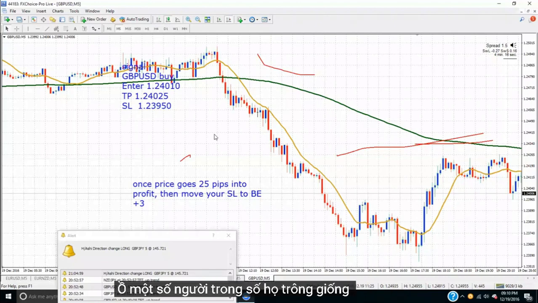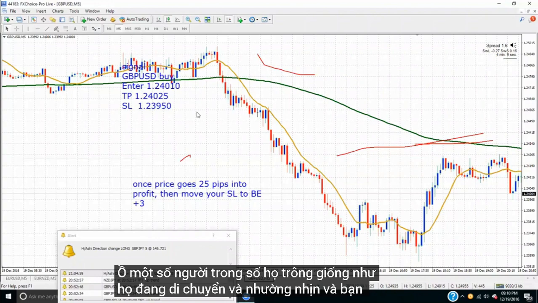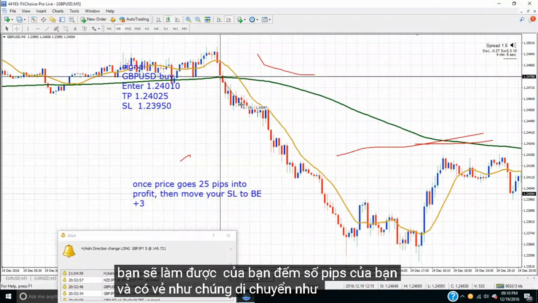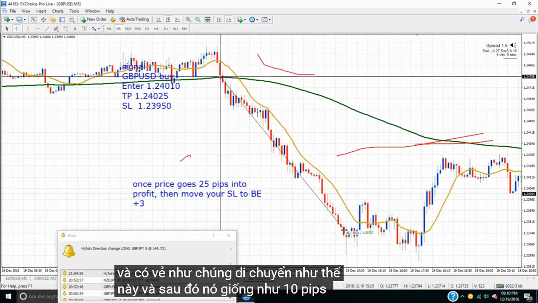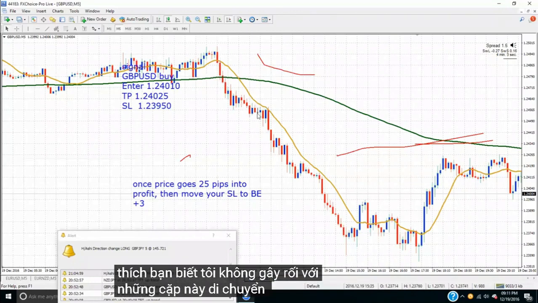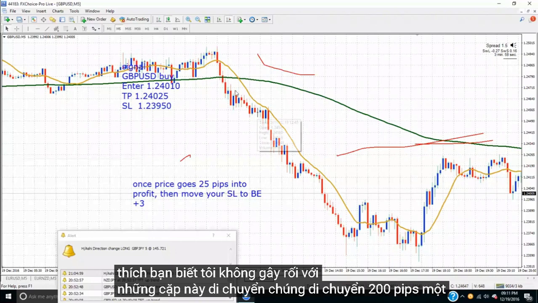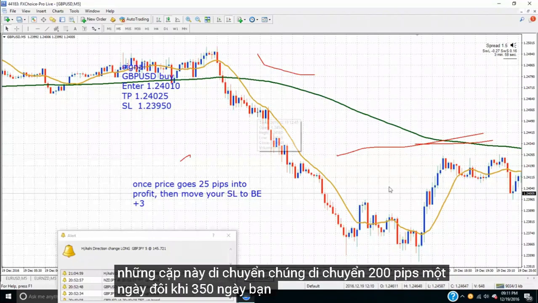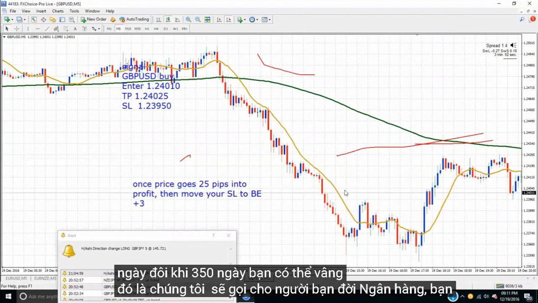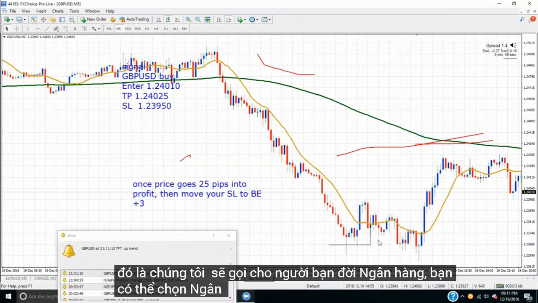Some of those other pairs, they look like they're moving, and you'll count your pips, and it looks like they move like this, and then it's like 10 pips. I don't mess with those. These pairs move. They move 200 pips a day, sometimes 300 pips a day. You can, yeah, that's right, Nicole, make bank. You can make bank on this.